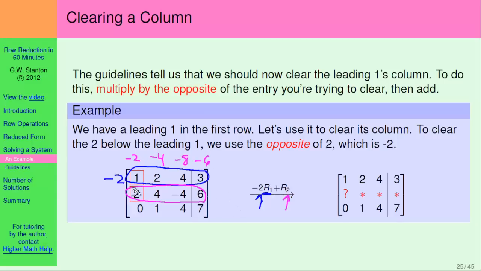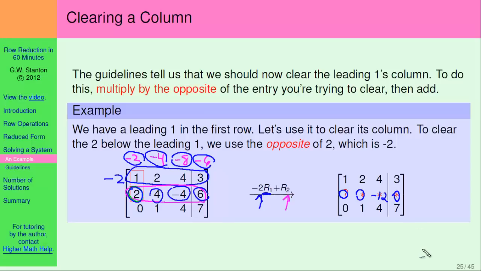And then we will just add the corresponding entries. To get the first entry, we'll have this 2 plus negative 2. That gives us a 0 here. And then 4 plus negative 4. That gives us another 0. And negative 8 plus negative 4. That's a negative 12. And then negative 6 plus 6, which is 0.